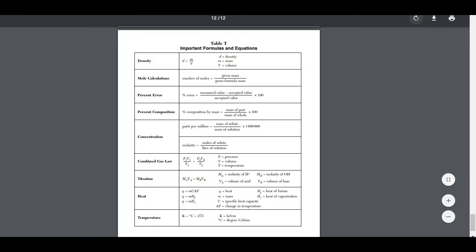Okay, here we are at reference table T. With reference table T, we have our formulas and our equations. The density formula, of course, D is M over V. Don't forget there's also densities on reference table S. Moles. If you're given mass and you need to find the number of moles, or you're given moles and you need to find the mass. Don't forget the gram formula mass. You're going to look up the masses on the periodic table, multiply by the number of times you see it in the formula, add those up, or sometimes in a question it's given to you. You just plug it in.